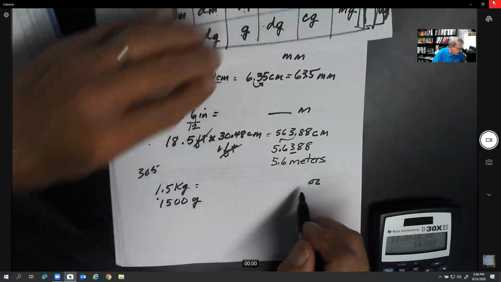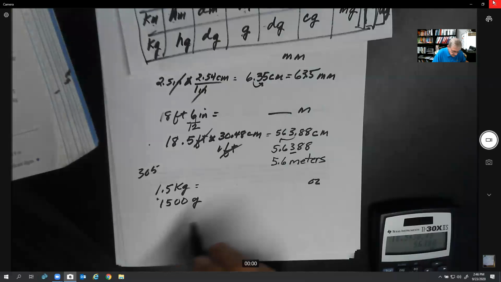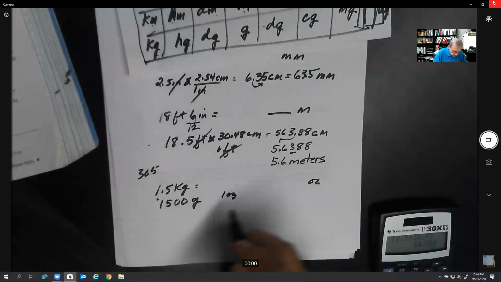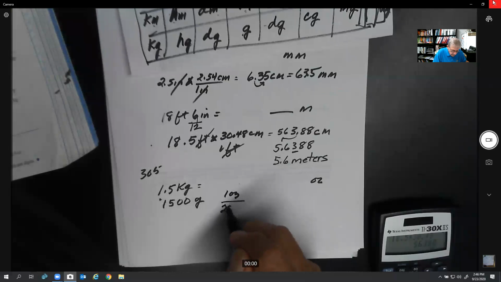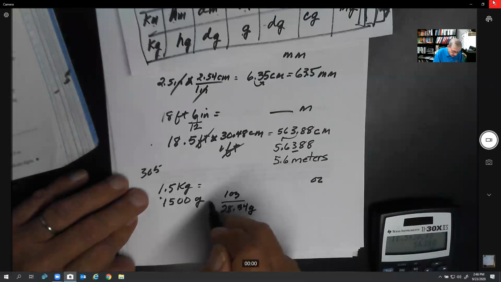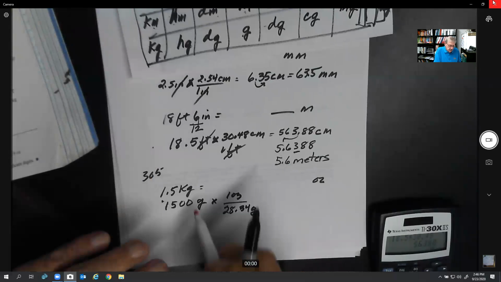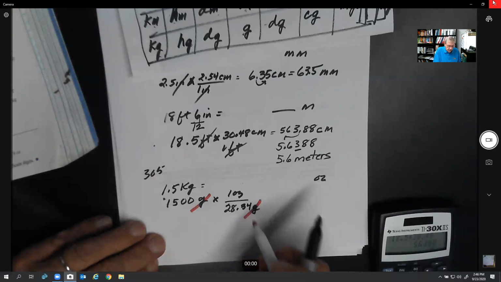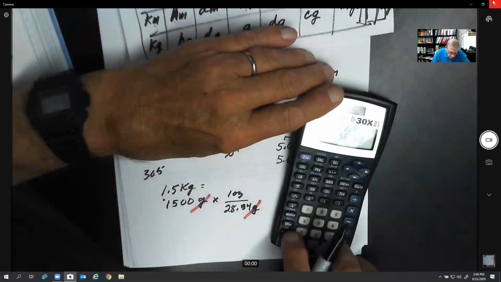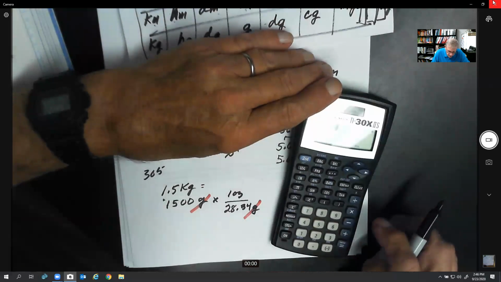Now I can change that to ounces. It says 1 ounce is 28.34 grams. And notice where I put the grams on the bottom, diagonal. So this is actually a division problem. And so I'm going to divide 1,500.